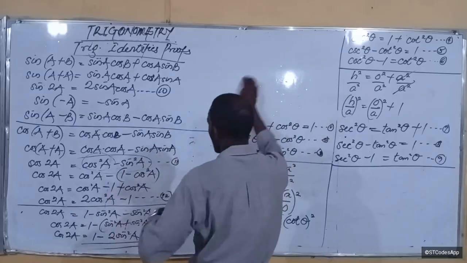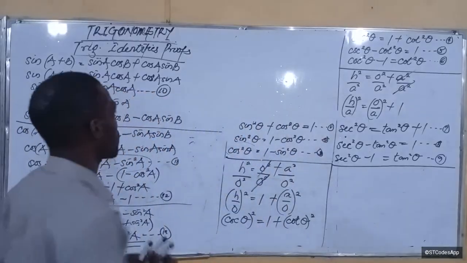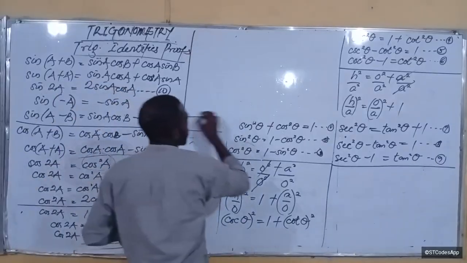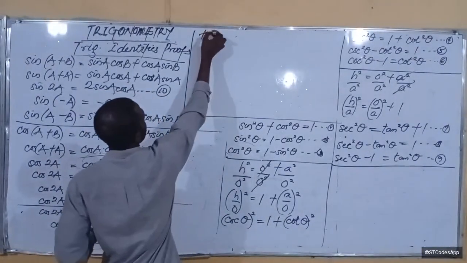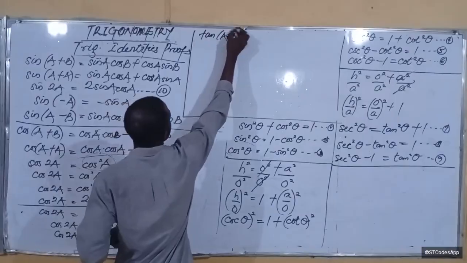So what do we need to talk about now? We have not talked about tangent. So let's quickly talk about tan before we solve questions. So now we'll solve questions for proving. Now, if I have tan A plus B, what would this be?